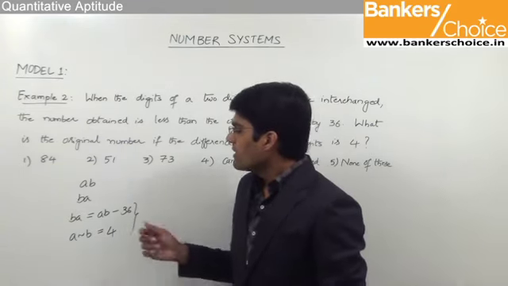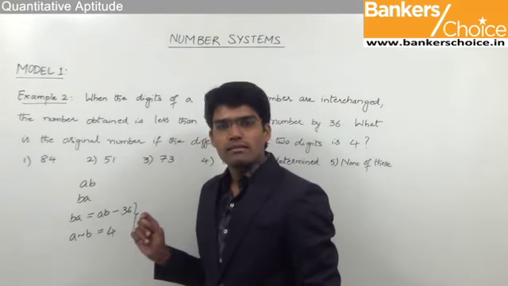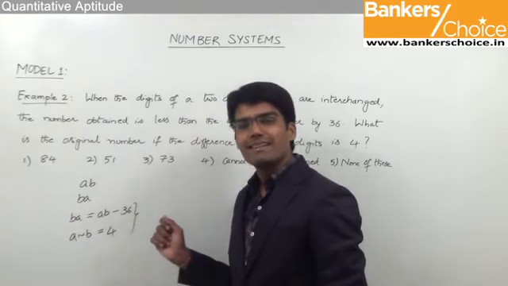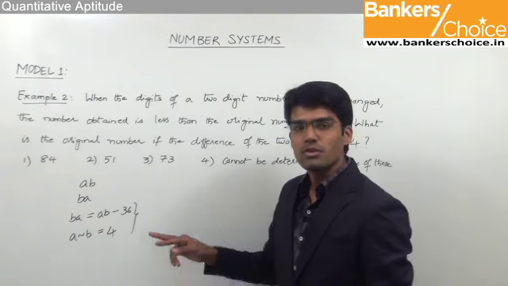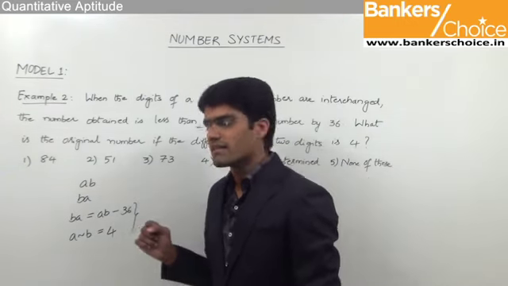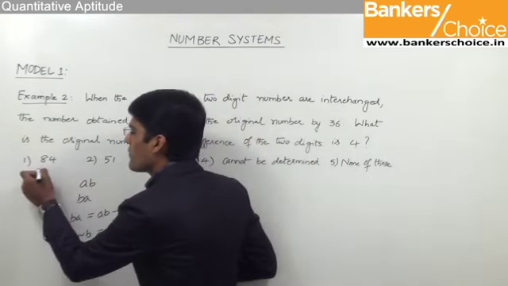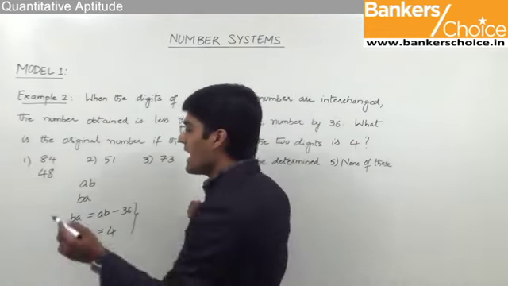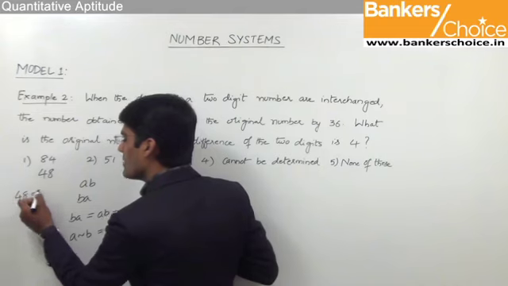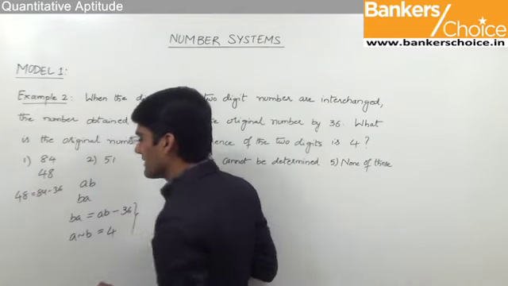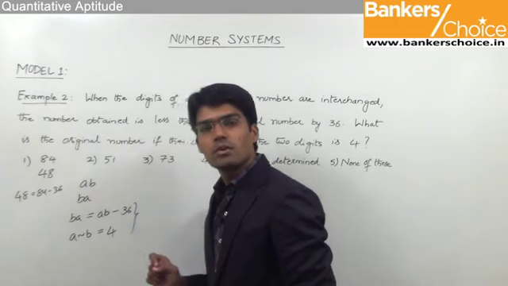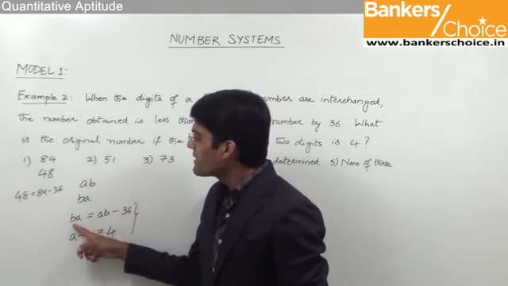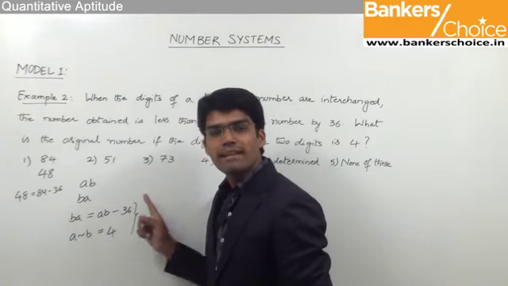Let us now go for the second condition in option number 1. The second condition here is BA equals AB minus 36. That means the interchanged number should be less than the original number by 36. So if we interchange the two digits, what we get here is 48. 84 becomes 48. And 48 is equal to 84 minus 36. 84 minus 36 is equal to 48. So very clearly even the second condition is satisfied. That is, the reverse number is the original number minus 36.